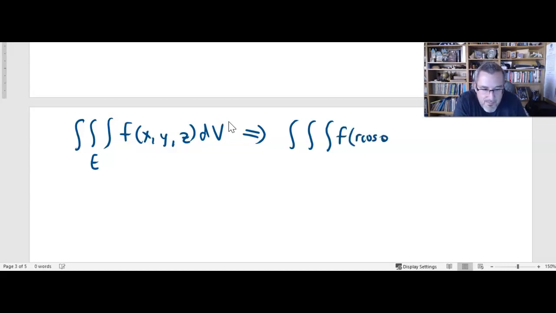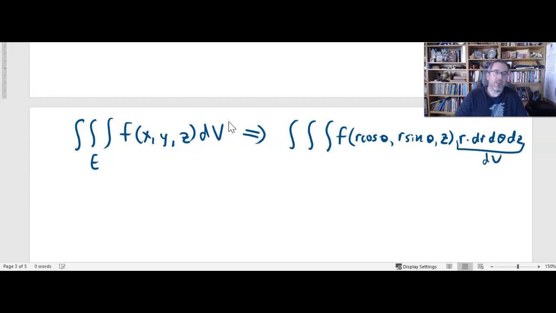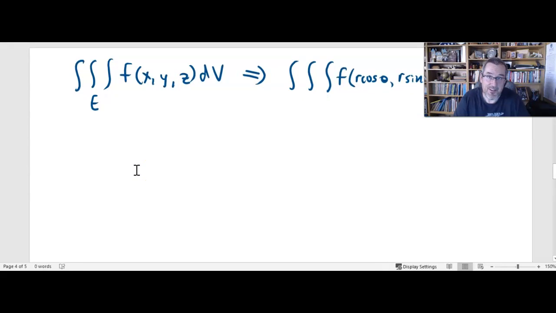X would become r cosine theta. y would become r sine theta. And this is the tough one. This is the really challenging one. Z is equal to z. But then dv became r, dr, d theta, dz. This was all dv. So again, we can make a geometric argument, much more challenging in a cylindrical realm, or it maybe makes a kind of intuitive explanation because it is just cylindrical coordinates extended. So why wouldn't it be r dr d theta again? But we can also make a Jacobian argument for this.